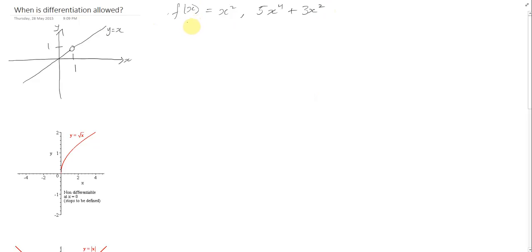And so are a bunch of other functions, things like logarithms, things like square root functions, lots of things can actually be differentiated. But not everything can. So when is differentiation allowed? Well, essentially the answer is differentiation is allowed whenever it's allowed.